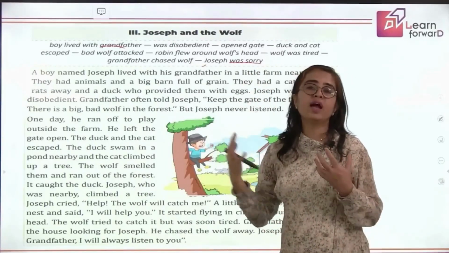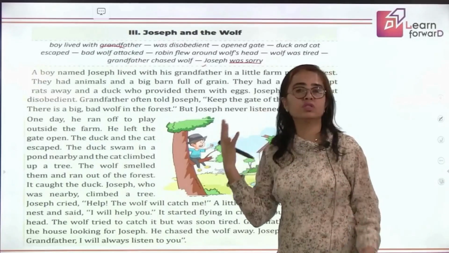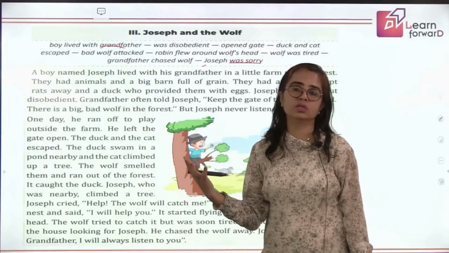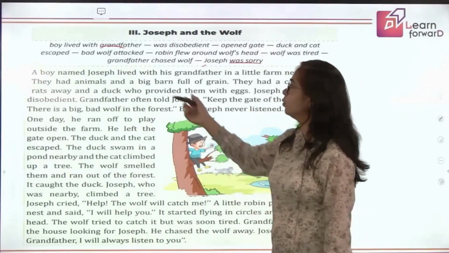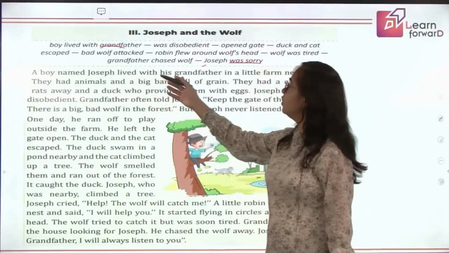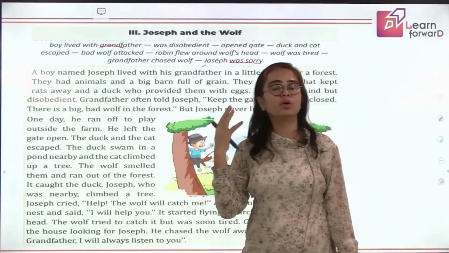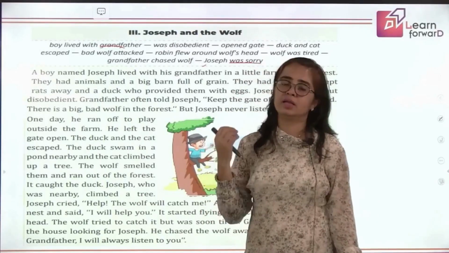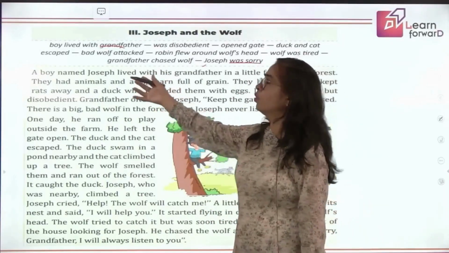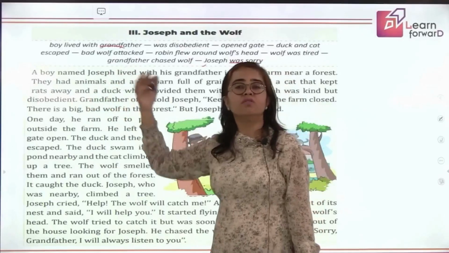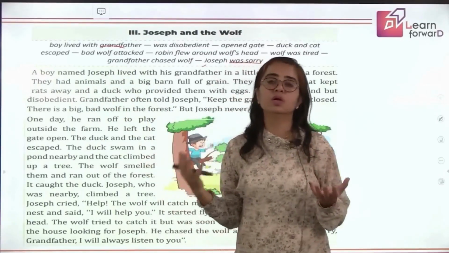So how do we have to correlate them? What was the disobedience that was shown in the story? We are going to write about that. A boy named Joseph lived with his grandfather in a little farm near a forest. So we are giving the introductory line in the story, that in this we are talking about a boy whose name was Joseph. Where did he live? How did he look? What was his nature?